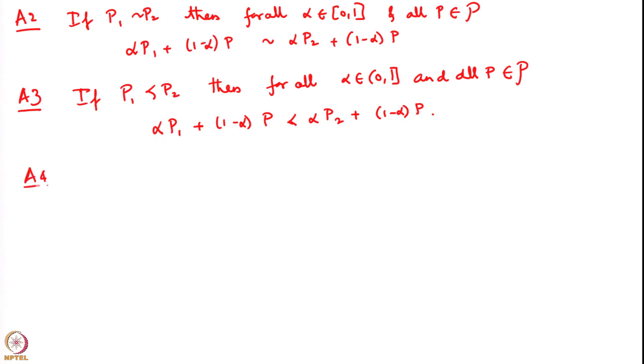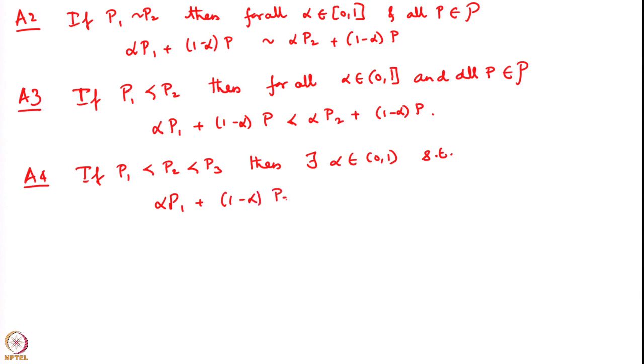And the fourth assumption is that if P1 is strictly less than P2 is strictly less than P3, then there exists an alpha in (0, 1) such that alpha P1 plus 1 minus alpha P3 is equivalent to P2. So that means if you have 3 lotteries P1, P2, P3 with a strict preference like this, P3 more preferred to P2, P2 more preferred to P1, then you can mix P1 and P3 in a suitable proportion alpha, so that it becomes equivalent to lottery P2.